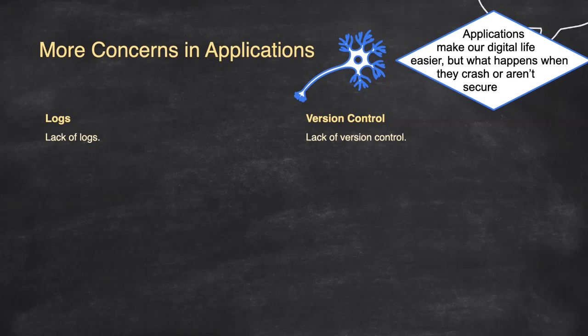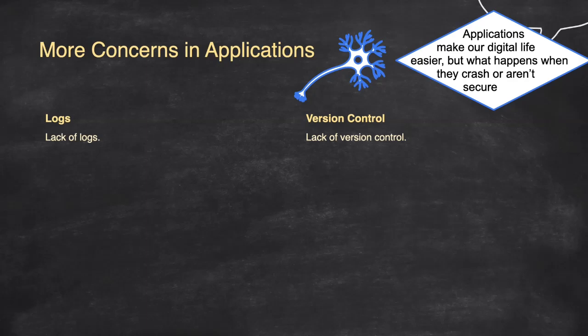A lack of version control can lead to conflicting changes, bugs reappearing, and difficulty in managing updates and patches. For example, a developer accidentally reintroduces an old bug because the correct version of the code was not used for updates.